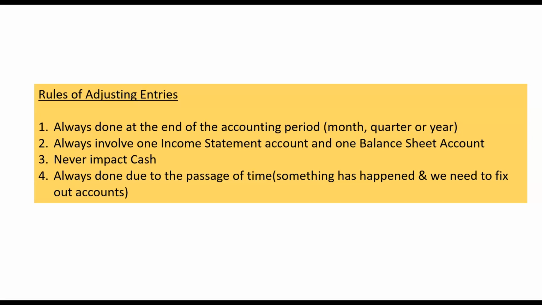Unlike chapter 2 and chapter 3, the transaction or the journal entry will never impact cash. So if you're doing an adjusting entry and you're not sure what accounts are being impacted, don't guess cash, because it won't be it. They never impact cash when we're doing adjusting entries. And they're always done due to the passage of time. Something happened that we just haven't recorded yet.